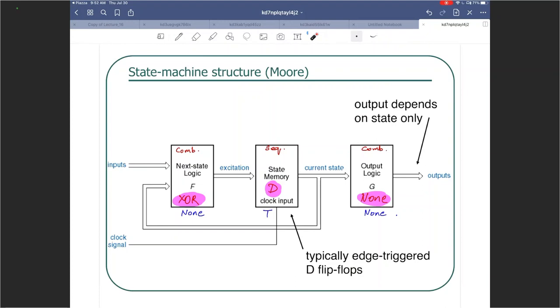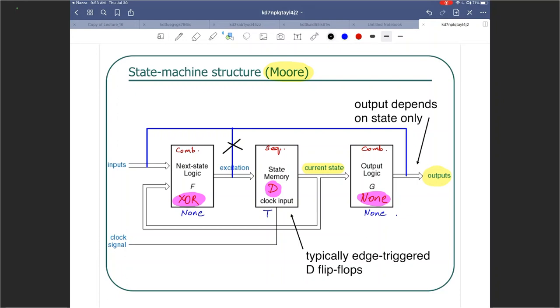Now, coming back to why is this Moore? This is a Moore design because outputs only depend on the current state. There is no wire like this. There's no connection here or here. Right? There's no connection here or here. Which means that outputs are not dependent on inputs. There is only a connection between outputs and current state depending on the output logic G. Hence, this would classify as a Moore machine in which the outputs can only change after the positive edge triggered flip-flops change the current state.